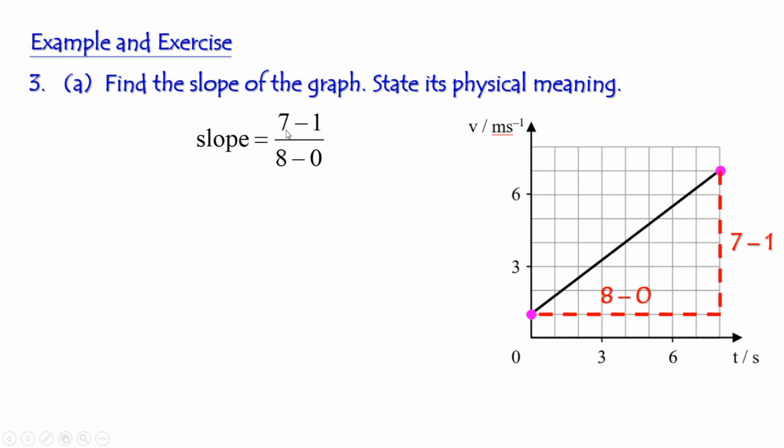Okay, so use your calculator. 7 minus 1 is equal to 6. 6 divided by 8 should be equal to 0.75. Is it okay? But not yet finished.